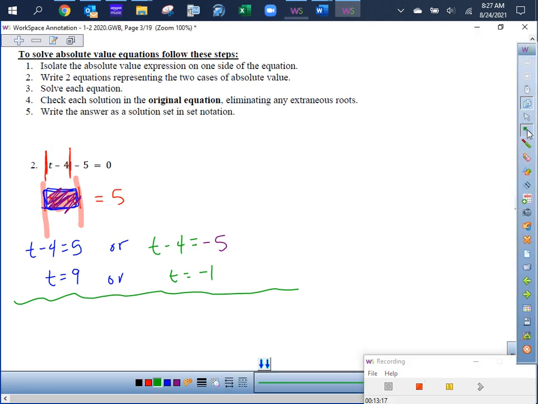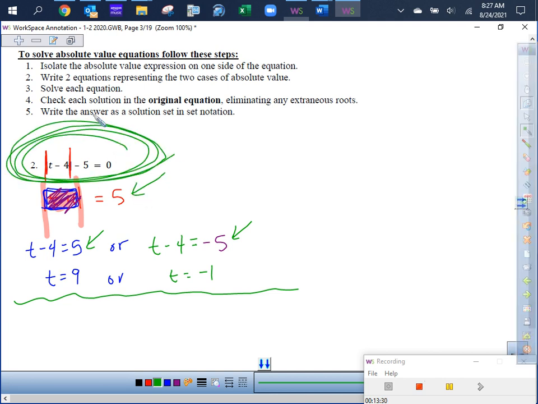Where to sub in? That's a tough one. Some people try to sub them in here. That's not going to work for you. They're always going to make these true. That's how you got these numbers. Some people try to sub in here. It doesn't work that way. You have to sub back into the original problem.